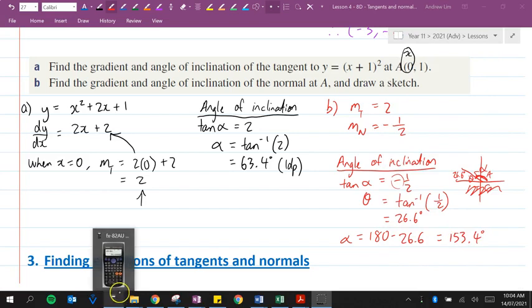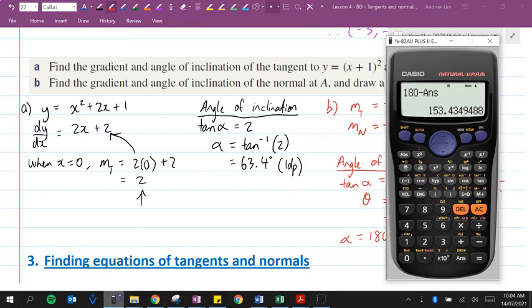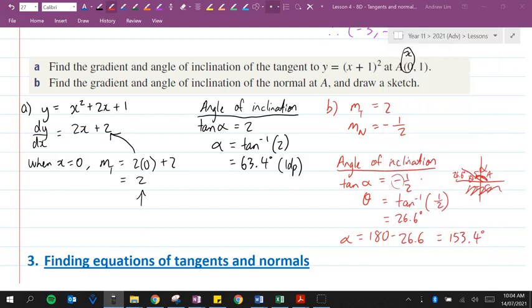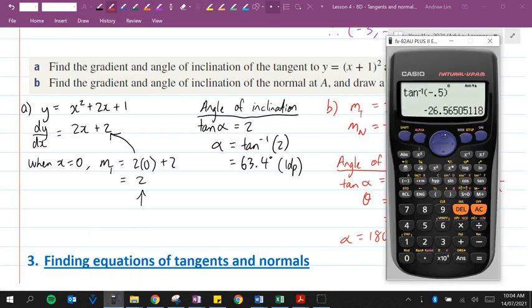153.4. In an exam, the question might ask you to round it to the nearest minute. So just press that degrees, minutes, seconds button. So that's 153 degrees 26 minutes. And same with the other one, we've got 63 degrees, 26 minutes.